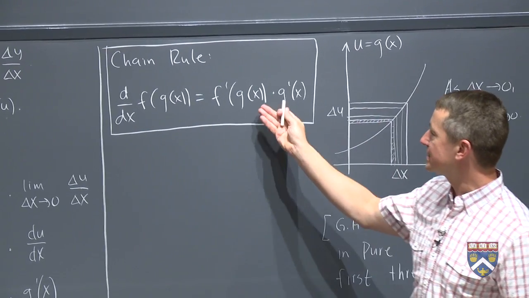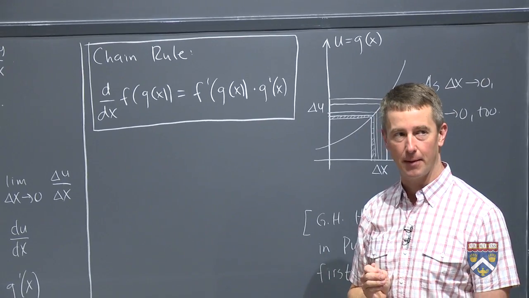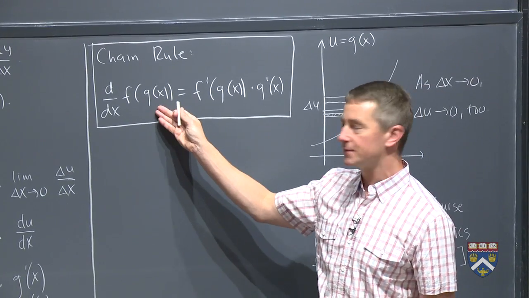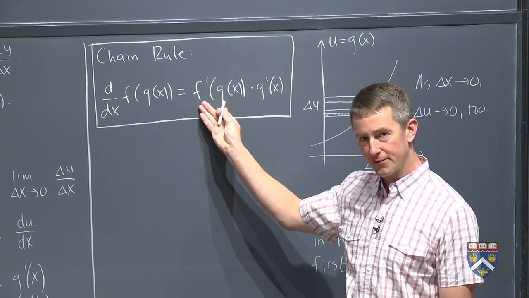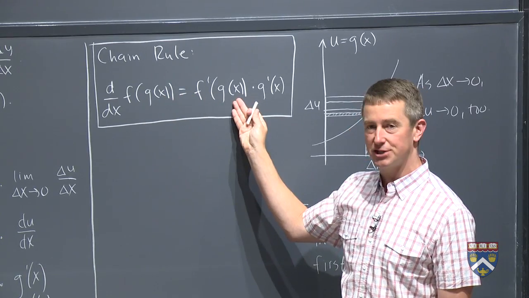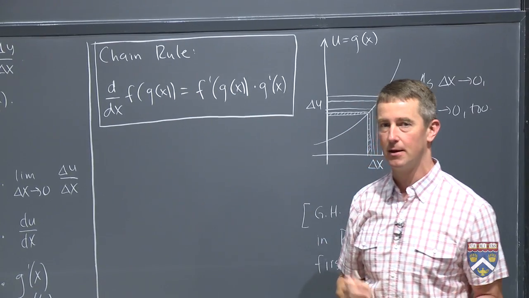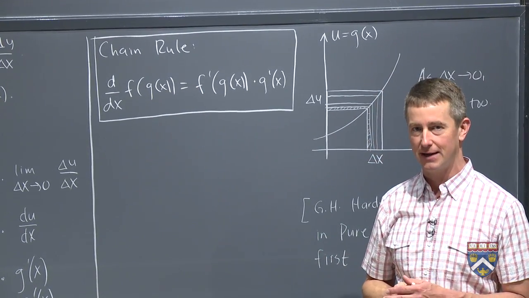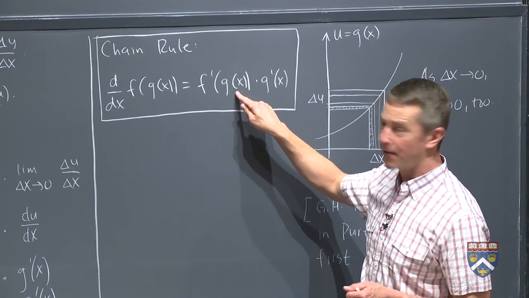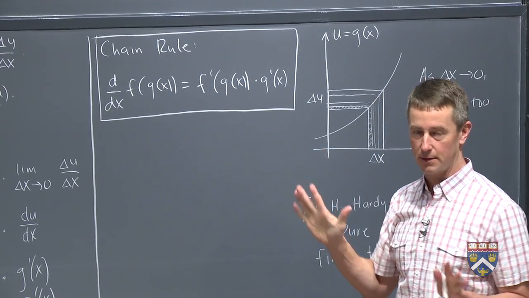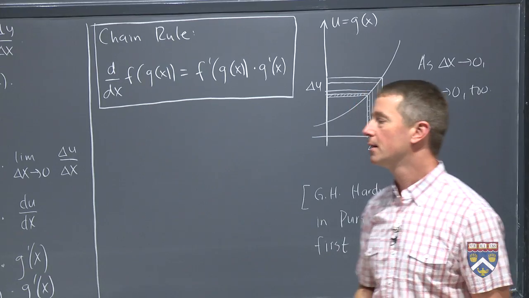But the warning is to notice that the g prime is not inside of the f prime. So you start with a function f of g, you take the derivative of the outer function, but the inner function doesn't change. This g of x stays the same. The most common mistake that people make when trying to apply the chain rule is they put the g prime in here instead of out here. So let's keep that in mind as a warning.